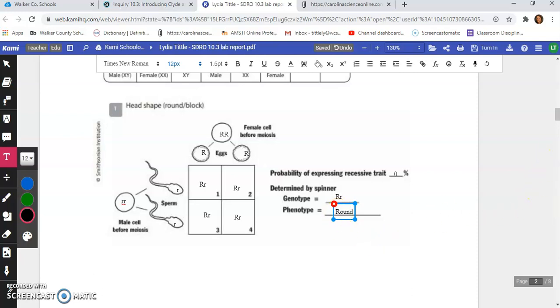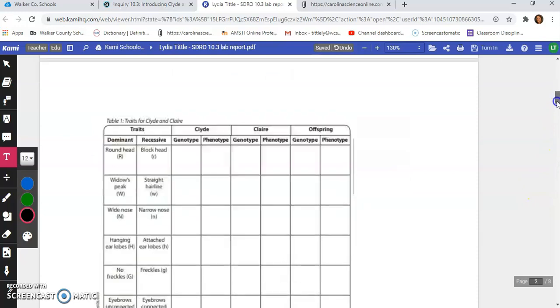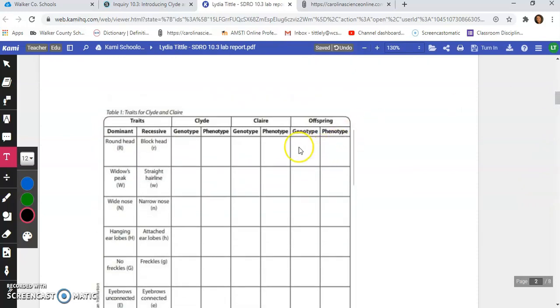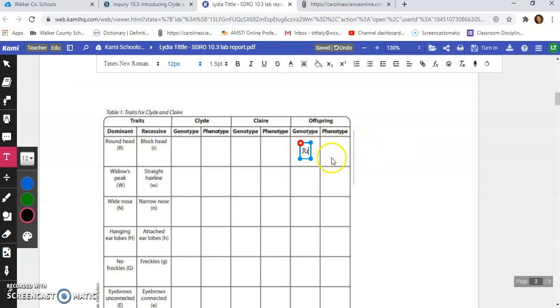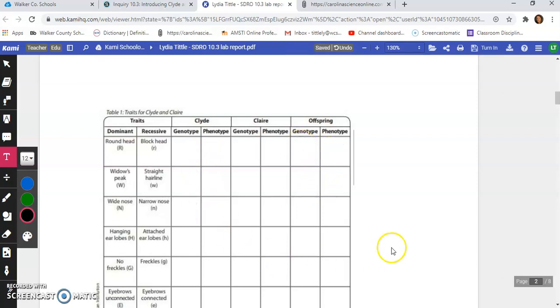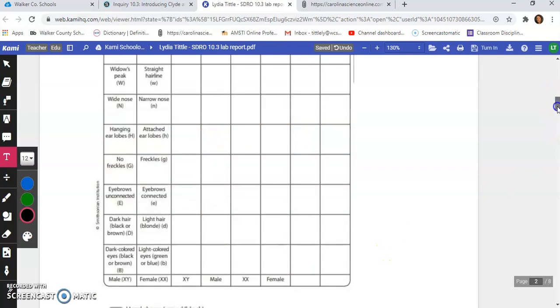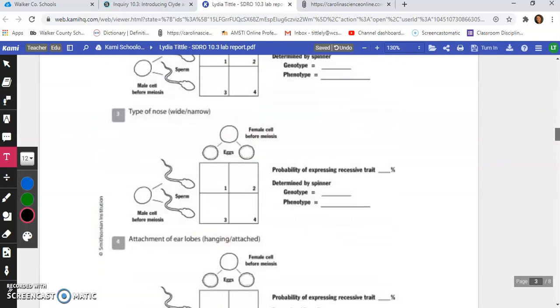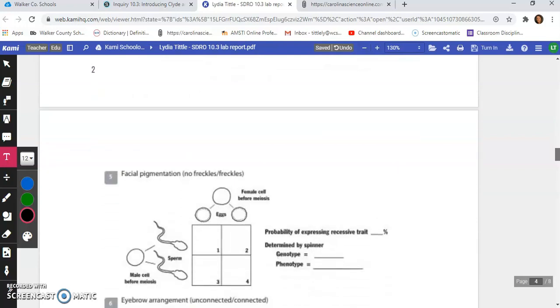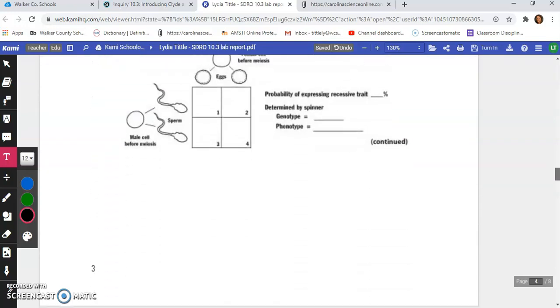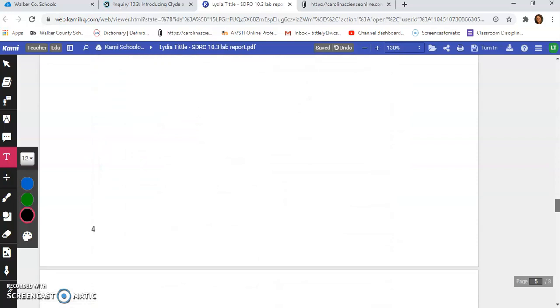Okay, so you would take this result and go back up here to the offspring box. You would put the offspring's genotype is big R, little r. And for phenotype, of course, it would be round. So you would do that same process for all of Clyde and Claire's traits on these Punnett squares that are down here on this sheet. There is 1 Punnett square for each one of the categories of traits.